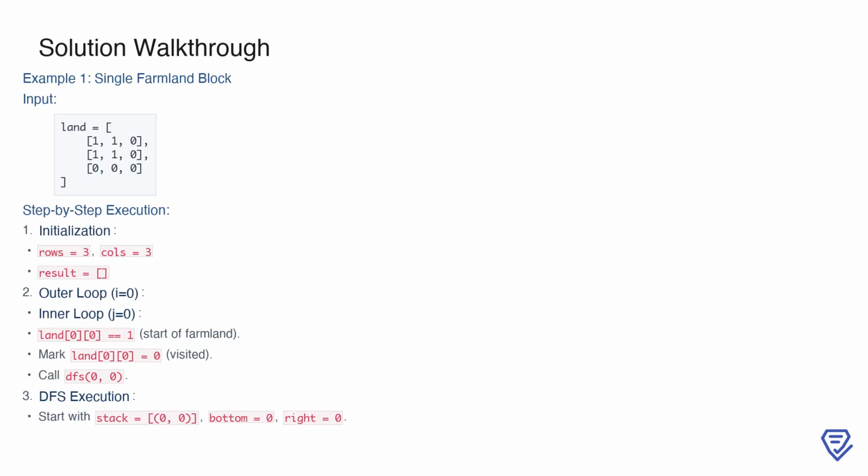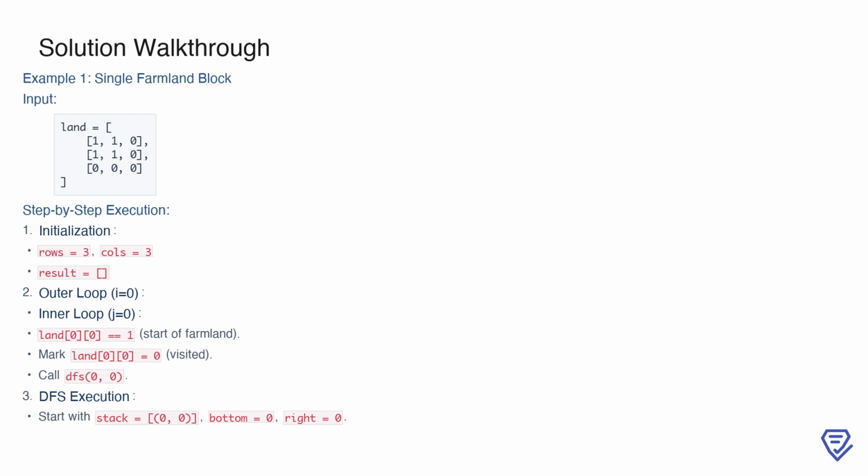To solve the problem, we start by analyzing the given input, which represents a grid of land cells. Each cell can either be 1, indicating farmland, or 0, indicating non-farmland. In this example, the grid has 3 rows and 3 columns. We initialize 2 key variables, result, an empty list to store the coordinates of each farmland block, and rows and cols, which represent the dimensions of the grid.